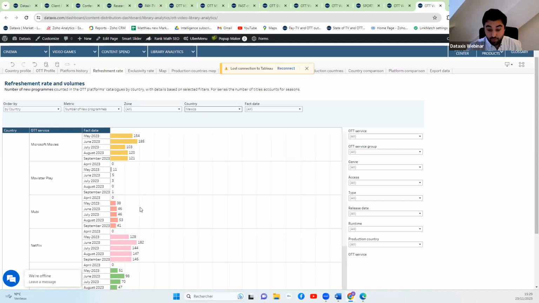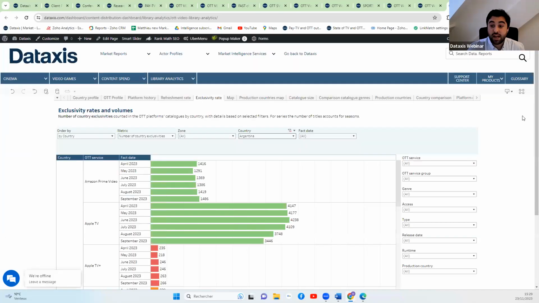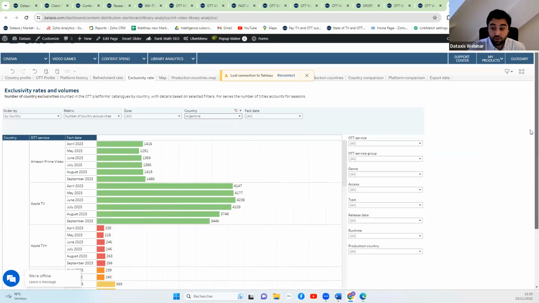So just to refocus a little bit: new titles to watch, to feed the customer, refreshing the catalog is really important, but also the exclusivity. Exclusivity means that you are the only one to have the content you display at one moment. So for example, I took the example of Argentina here.